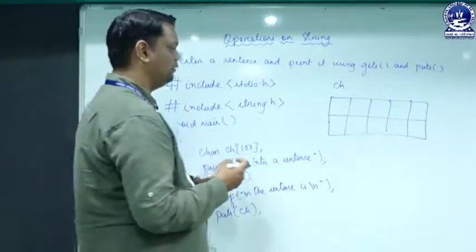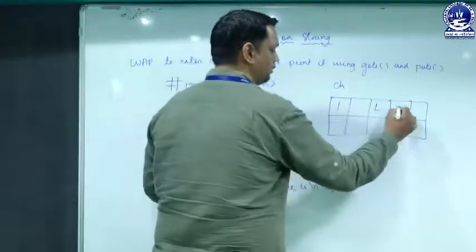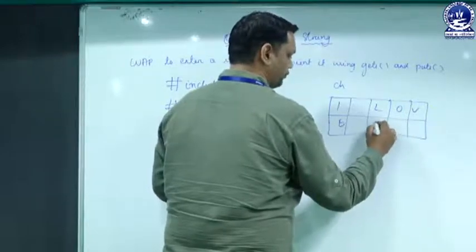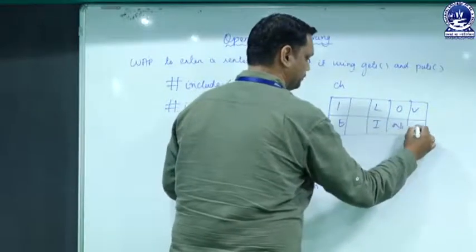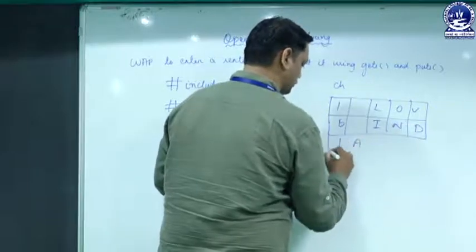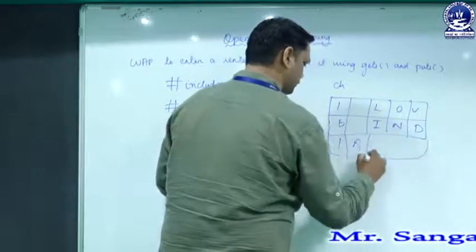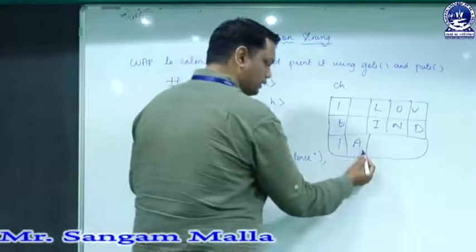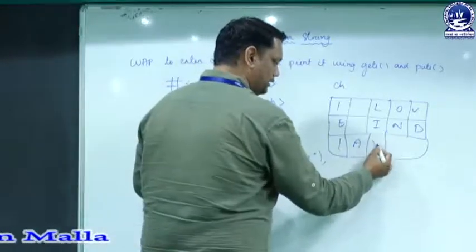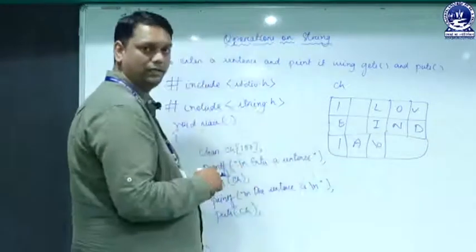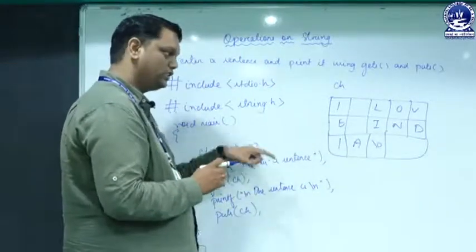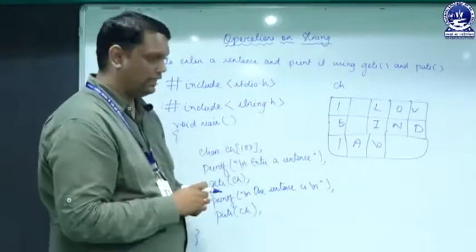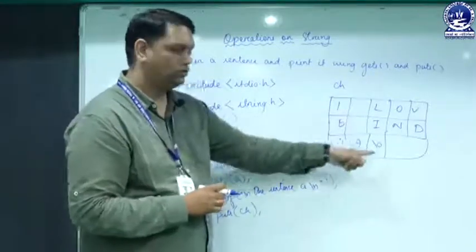So let's say I have written: I love India. I have written this much. As we know, after the last character, \0 will be automatically added to the string. So this is the general structure of a character array. The backslash 0 has been added to the sentence.